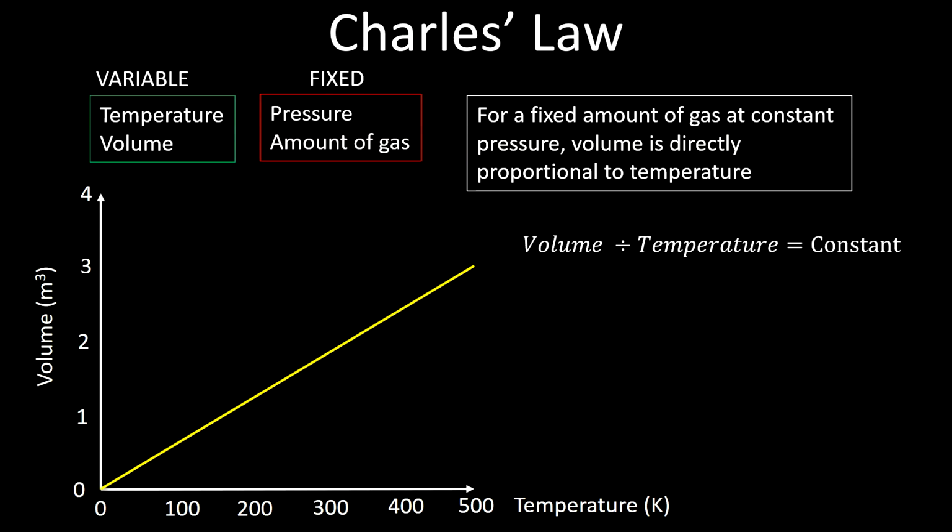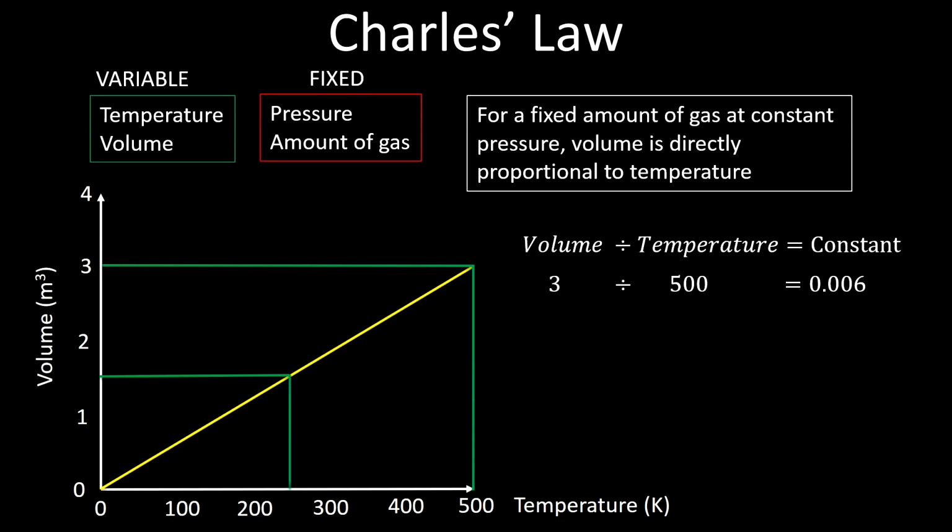If you have even a single point on the graph, then all you need to do is to draw a line that goes through that point and through 0, 0, and you will have the correct line for your relationship. Much easier than the curved one. Again, we can demonstrate that the law works by picking some points on the graph. So a volume of 3 and a temperature of 500 here gives us a constant of 0.006 when we did a division. And any other point we pick will give us the same constant.